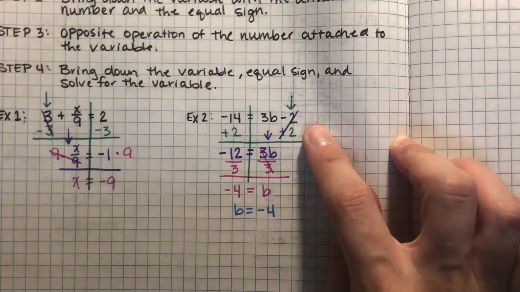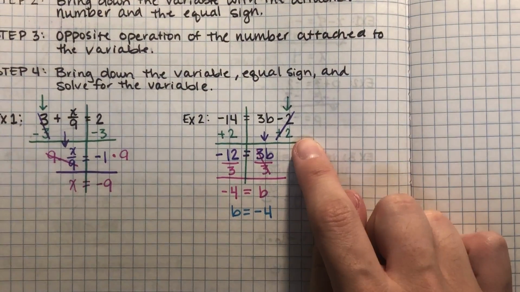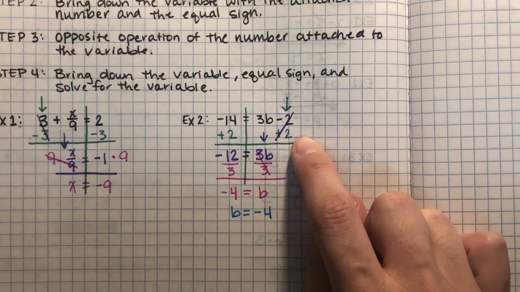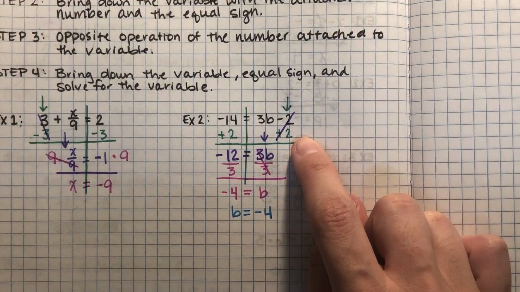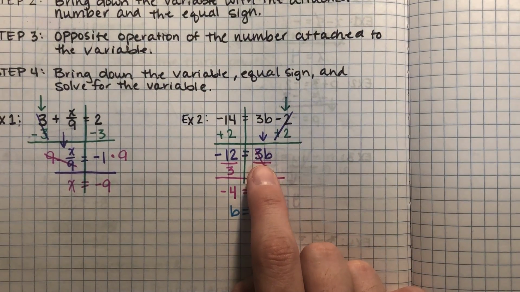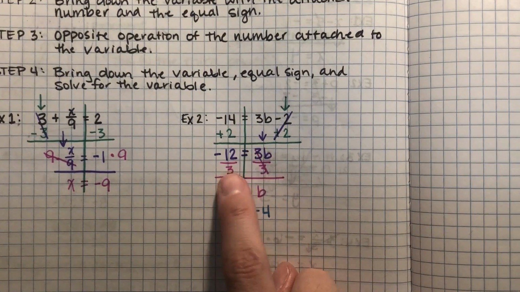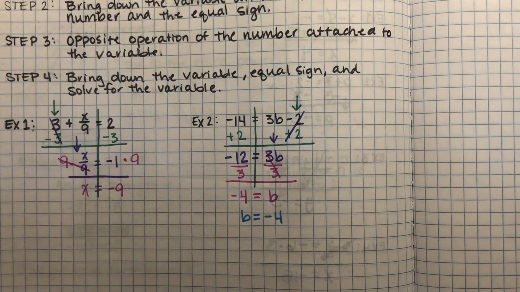So quick recap on this. We dealt with our step 1, opposite operation of our 2, because it's on the same side as our variable but not attached. That turns it into a one-step equation. We have multiplication, so the opposite is division. Divide, and we have solved: b equals negative 4.